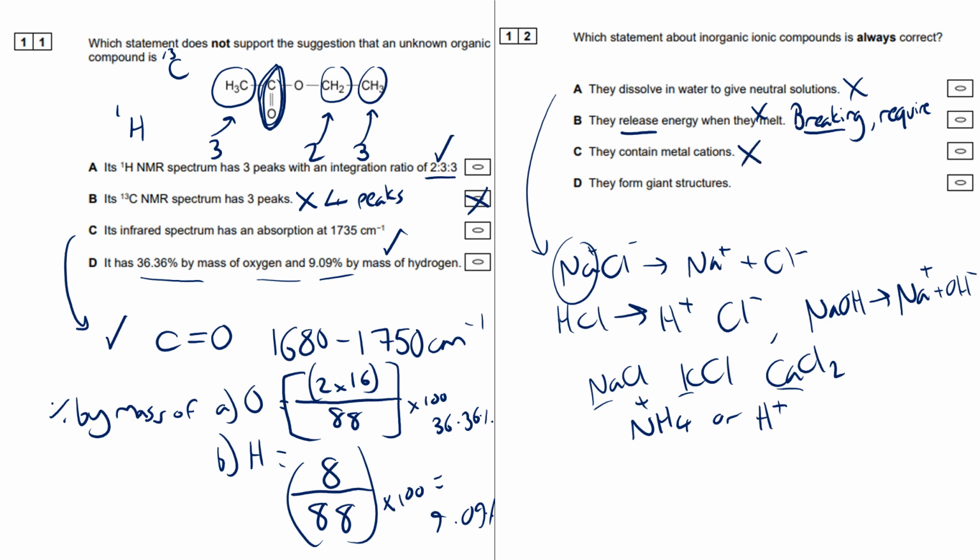So hopefully D is correct because we've eliminated the other three. Do they form giant structures? Yes, they do. They form giant ionic lattices with no fixed formula, just alternating arrangements of positive and negative ions. So D is the correct answer here.